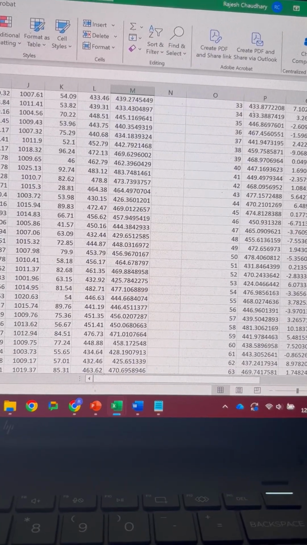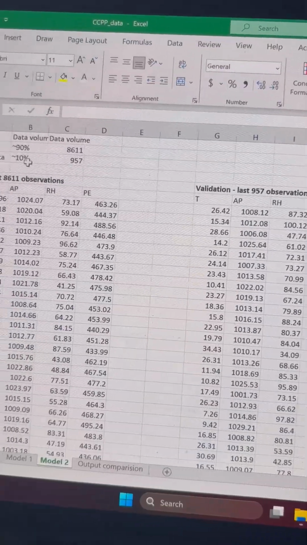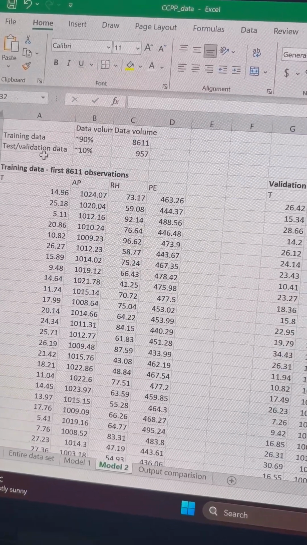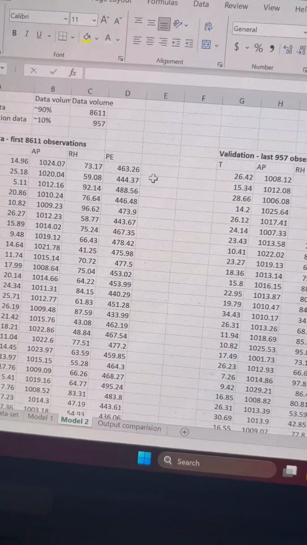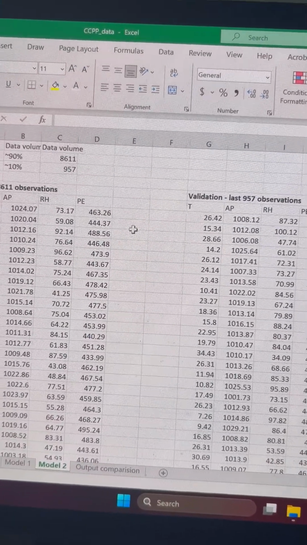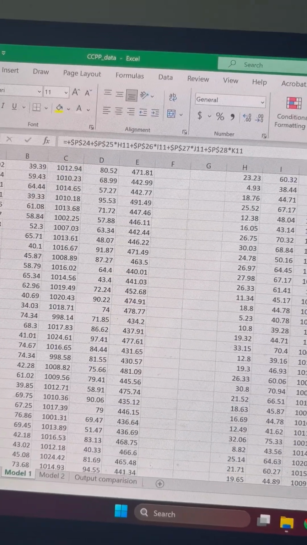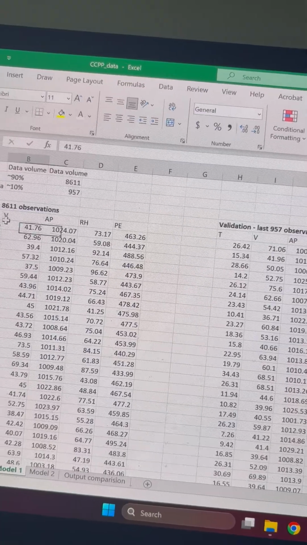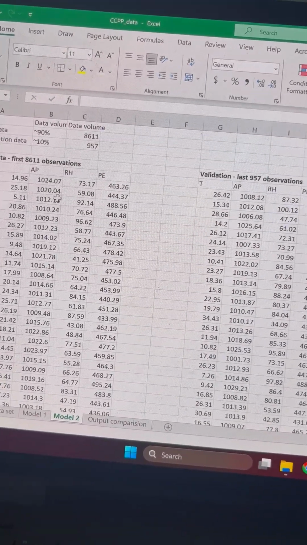In model 2, I again kept the same sort of data slicing for training the model and validating the model. And in this case, what I did was remove one of the features. The one that you would see I removed is the vacuum pressure. I removed that and then I ran the model.